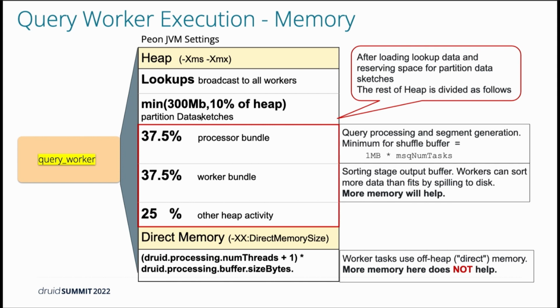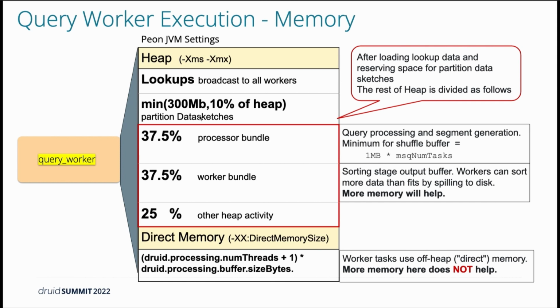Hence, for that, we have split the heap into two places. One is we first subtract all the lookups and all the data sketch sizes. Whatever is remaining, 37% of that we use for in-memory sorting, and the other 37% for the processors, where we are doing transformations and filtering. The remaining 25% we are allocating for other JVM activities. As worker tasks use both JVM heap memory and off heap memory, it helps to improve performance in only certain cases.